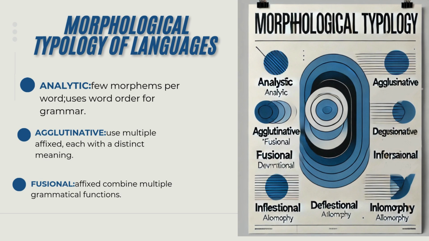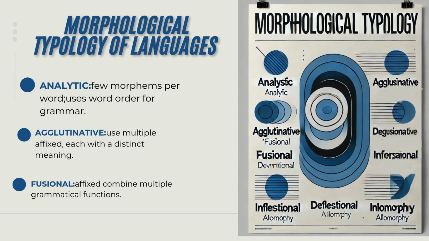Now we are talking about the morphological typology of languages. In this section, we classify languages based on how they use morphology to structure words and express meaning. Let's look at the three main categories. Number 1. Analytic languages. These languages use very few morphemes per word and they rely heavily on word order and context to convey grammatical meaning. Like in Mandarin Chinese, the sentence "wo ai ni", that means I love you, doesn't use inflectional endings or prefixes to show tense or agreement.